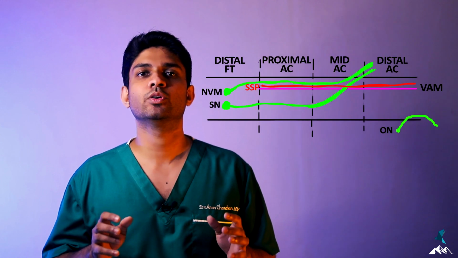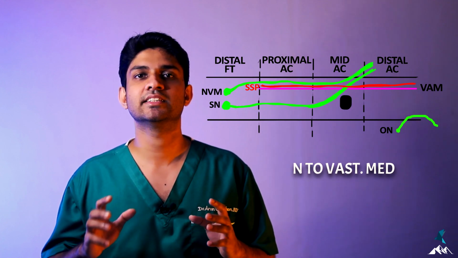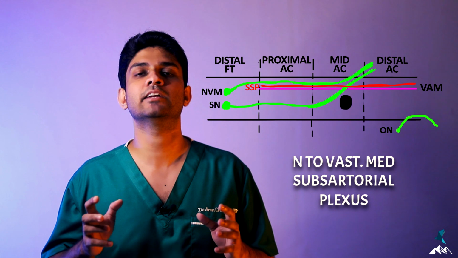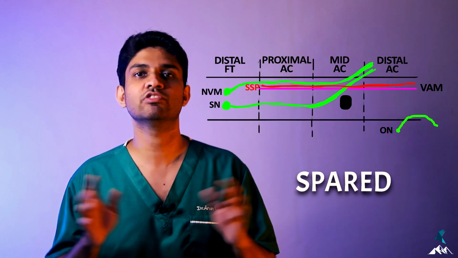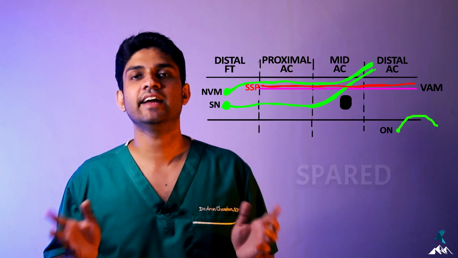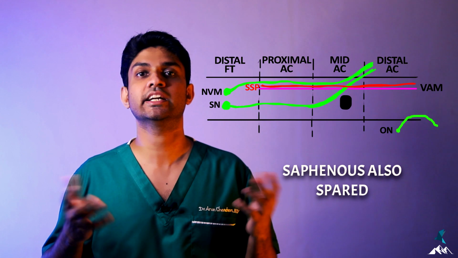Now if we deposit the local anesthetic in the mid adductor canal, the nerve to vastus medialis, the subsartorial plexus and the medial peripatellar plexus, everything is above the vasoadductor membrane, so those will be spared. And the saphenous nerve would have left the mid adductor canal, so that may also get spared.